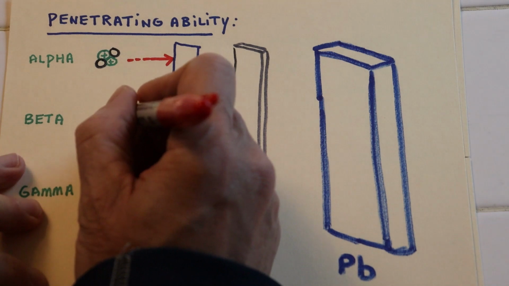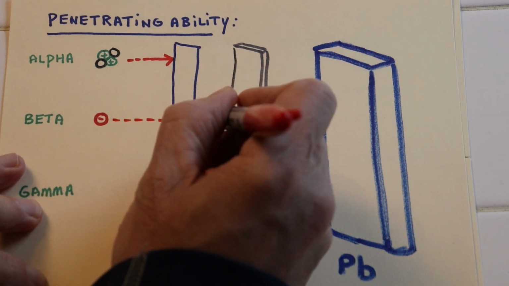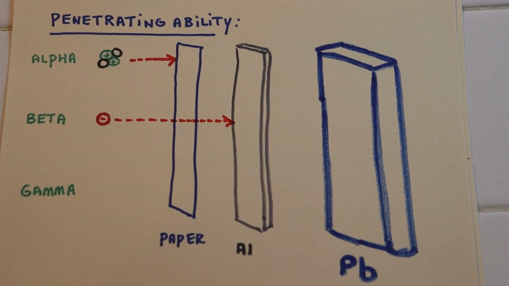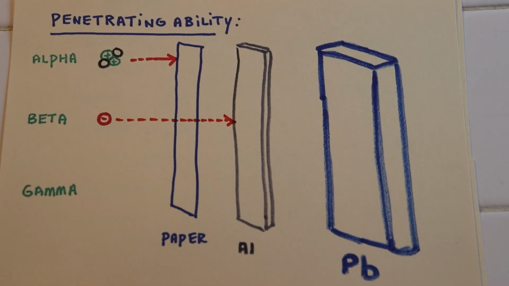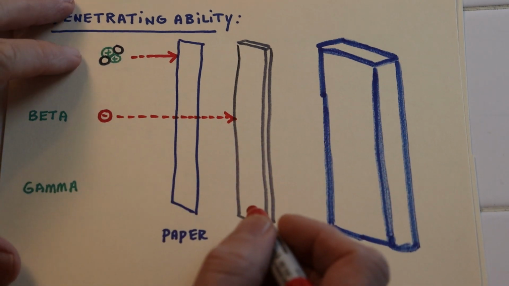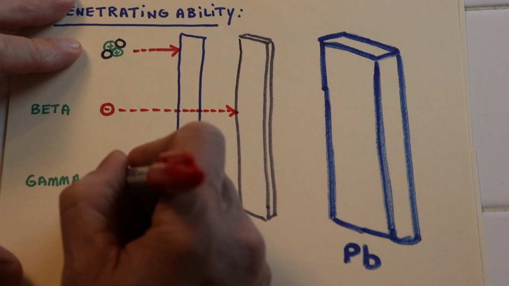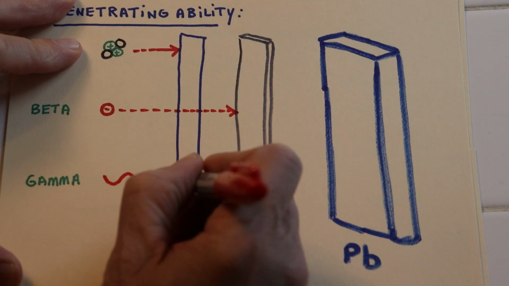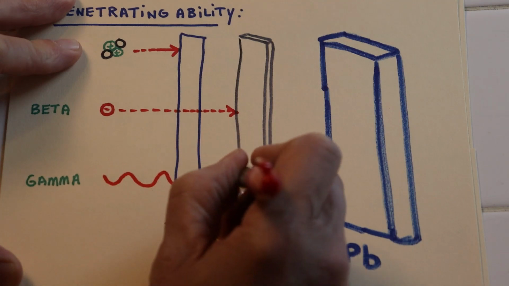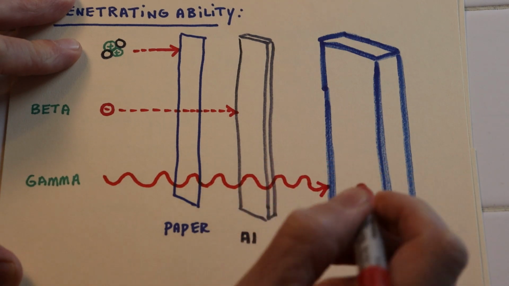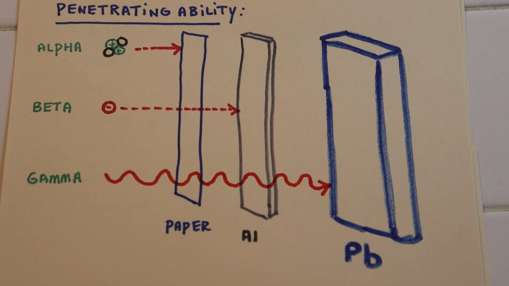So a beta particle, pew, pew, pew, pew, goes right through paper. But a pretty decent thickness of aluminum would stop it. It wouldn't go through that and therefore wouldn't get to the big old hunk of lead. Gamma particle, no, I said particle. Gamma is a photon, so you make the little wavy thing. This is a photon, with a very, very small wavelength. And you would need quite a bit of thickness of lead in order to stop a gamma particle.